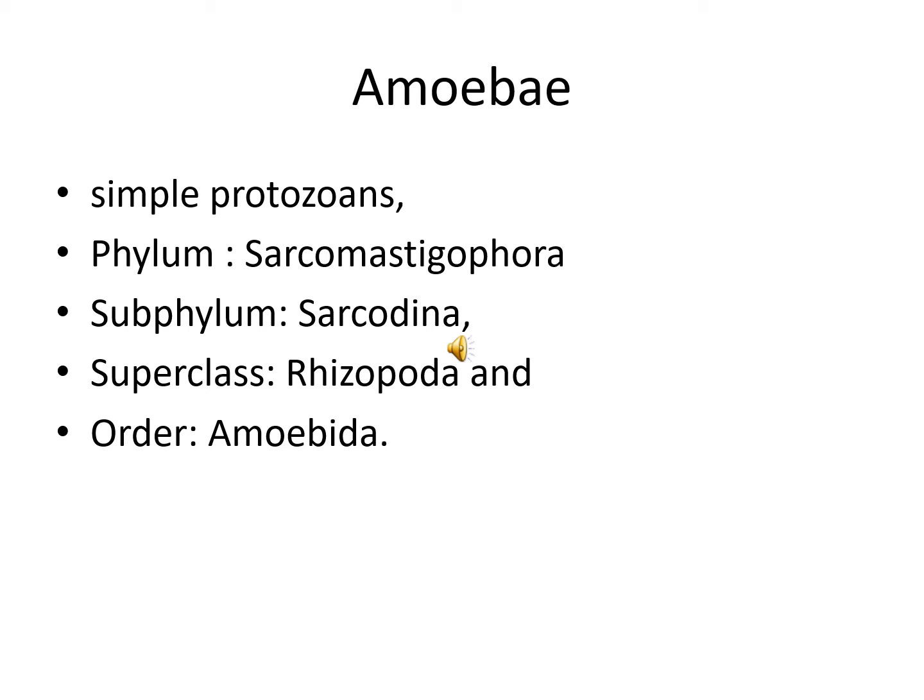So under amoebae, the first genus is Entamoeba and species is histolytica. If they ask about the classification of Entamoeba histolytica, you have to write the phylum Sarcomastigophora, subphylum Sarcodina, superclass Rhizopoda, order Amoebida, class Amoebae, genus Entamoeba, species histolytica. So this will be your classification for Entamoeba histolytica.